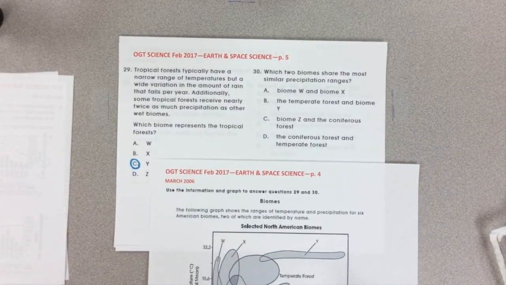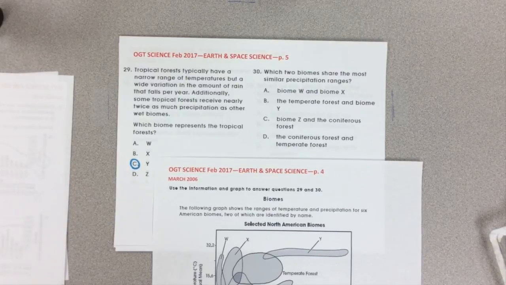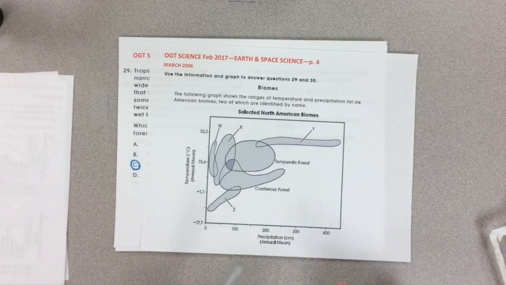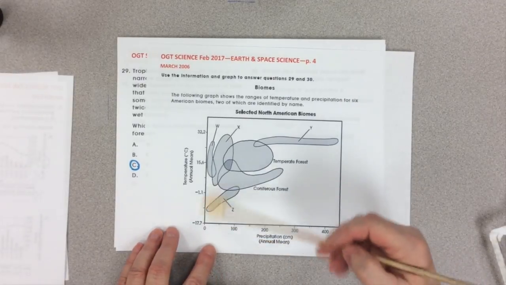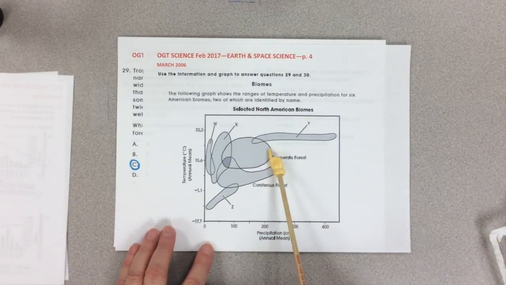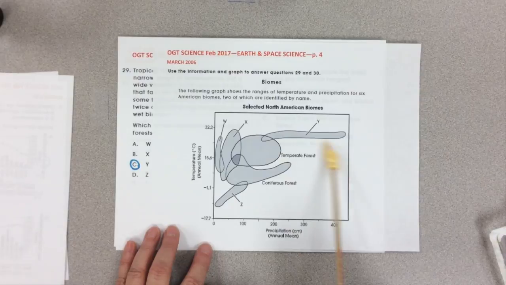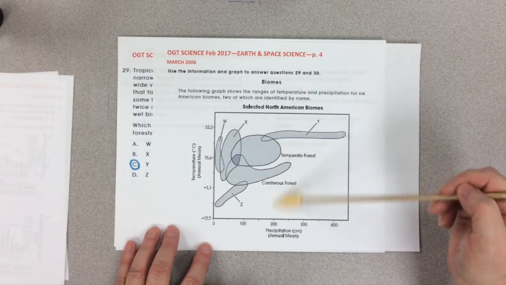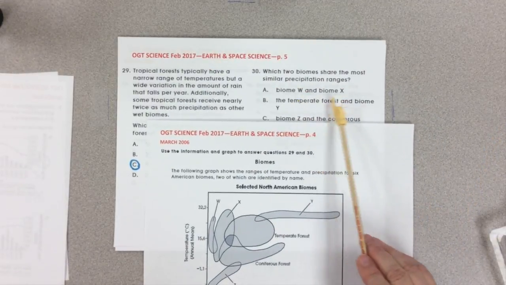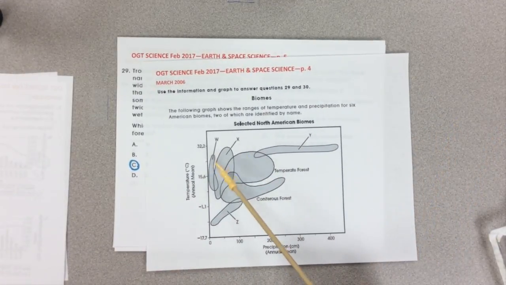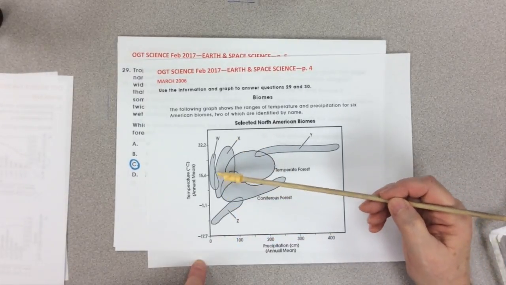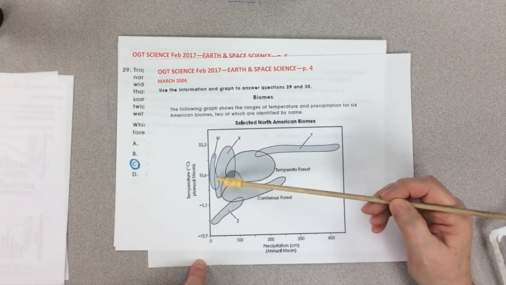Number 30, which 2 biomes share the most similar precipitation ranges? So the precipitation ranges are on the horizontal axis, so this way. For example, this one we thought was the tropical rainforest, and it doesn't share much precipitation with anybody. It overlaps a little bit here. But the ones that overlap the most, let's see what they give us. W and X. W and X do not overlap much at all when you're looking at the horizontal scale. Horizontally, they only overlap a little bit in here.